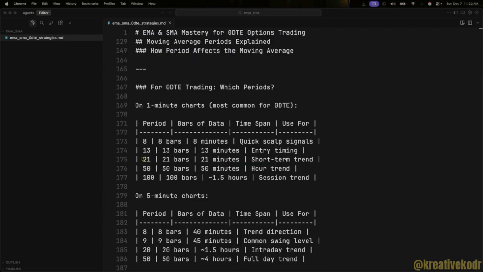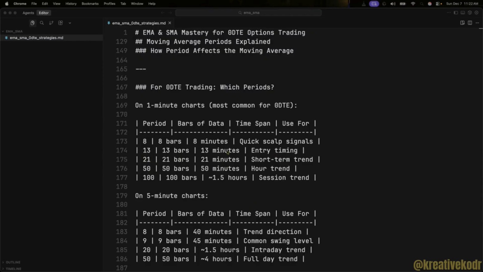13, again, anything past 13 I probably wouldn't use. This is just caution, right? Because this is just a little bit too long. We're waiting 21 minutes in order to get action, 50 minutes in order to get action, 100 minutes in order to get action trading, right? 1.5 hours. So again, this is something I probably wouldn't use, but let's just go over it, right?